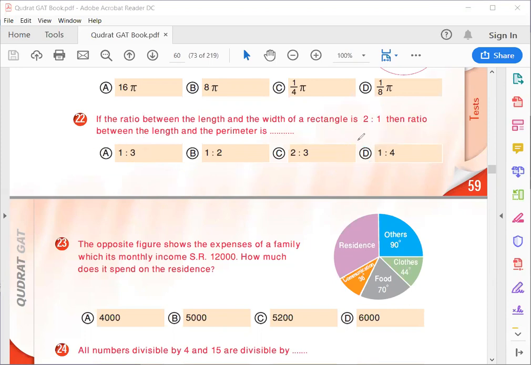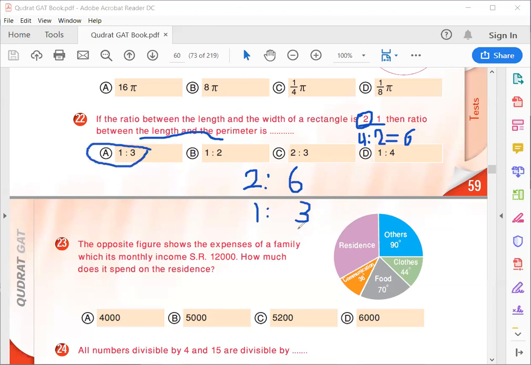I have another way. If you have 2 to 1, this is the length, then he said perimeter, you multiply it by 2. So 2 times 2 is 4, and 1 multiplied by 2 is 2. So when you add, the perimeter is 6. And the length is 2 to 6. Simplify it, it is 1 to 3. So the answer is A.